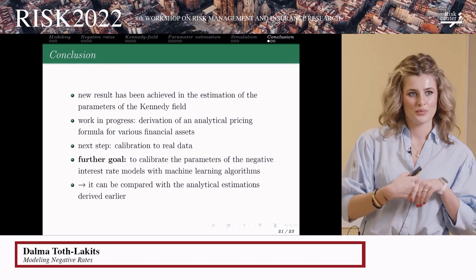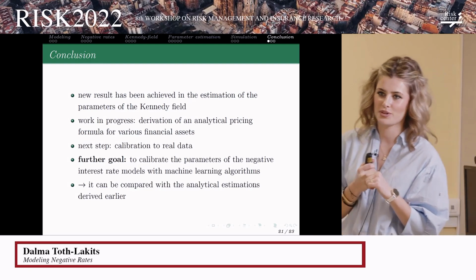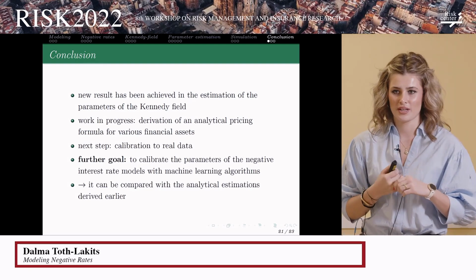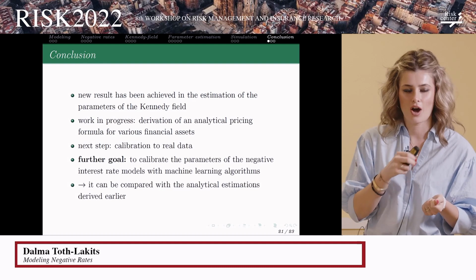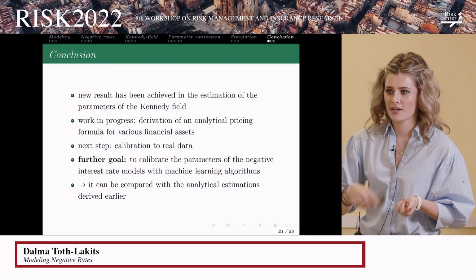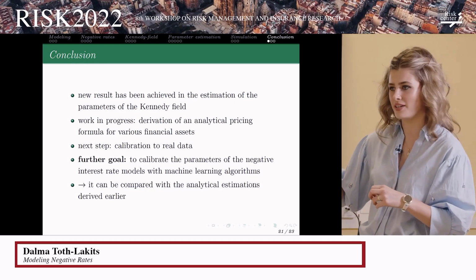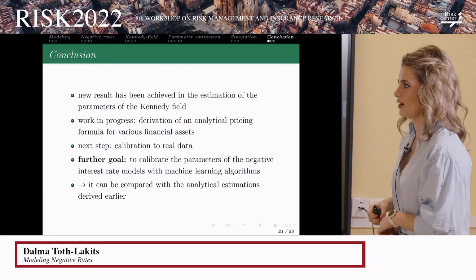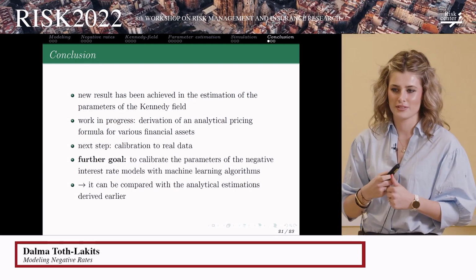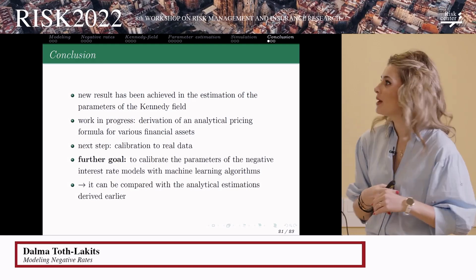So overall, what we can conclude is that we have new results, because we could derive the estimation of the parameters of the Kennedy field. And we are working on the derivation of the analytical prices of different financial assets. We are working on European calls, swaptions, and basically that is it at the moment.